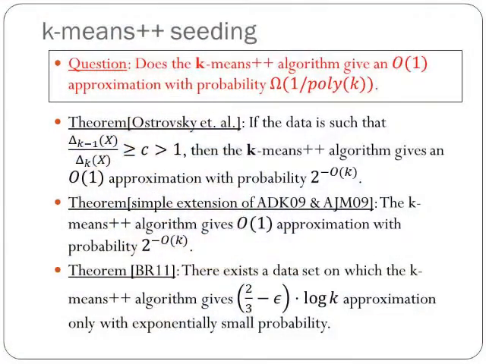Okay, so now, using a simple extension of ADK and AJM, we can show that the k-means plus plus algorithm gives an order 1 approximation with probability exponentially small in k.